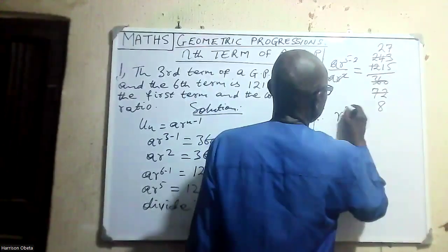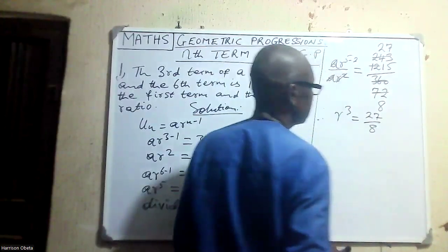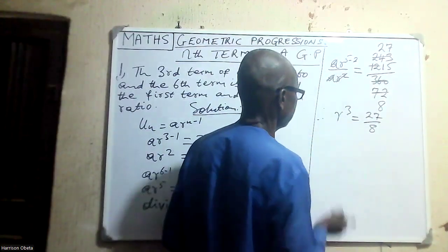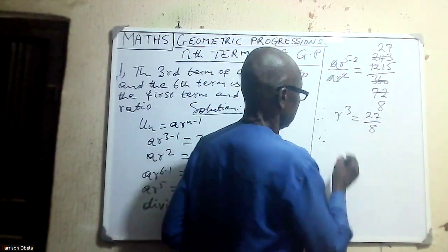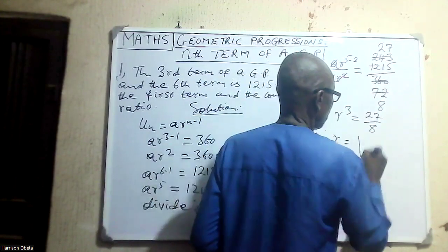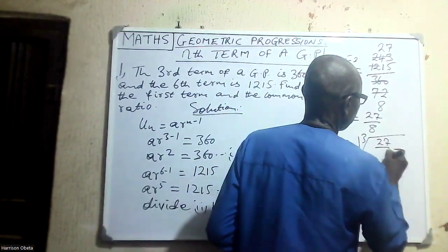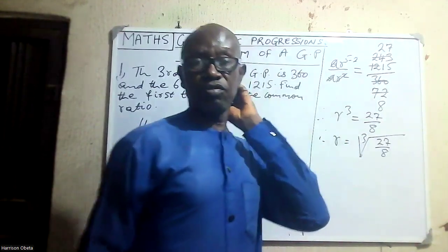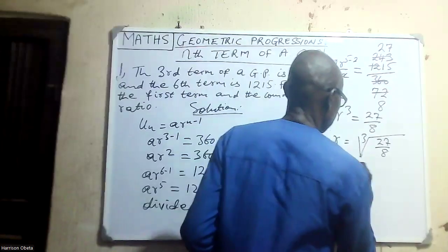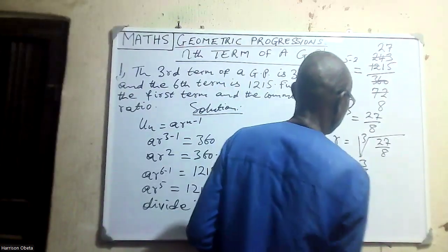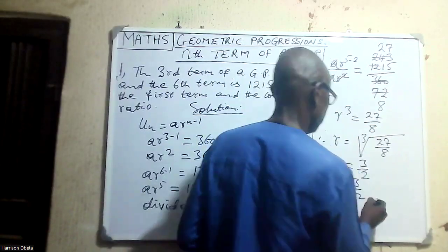And that means that r raised to power 3 is 27 over 8. That shows that we have to find the cube root of both sides. r will give us the cube root of 27 over 8, and the cube root of 27 over 8 should give us 3 over 2. Therefore, r is equal to 3 over 2.